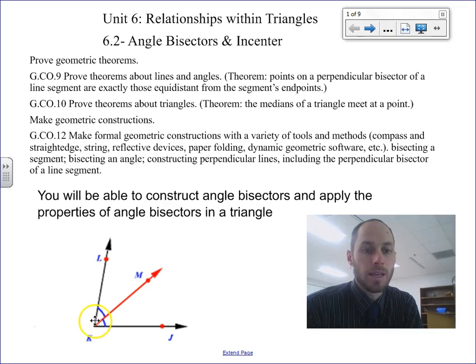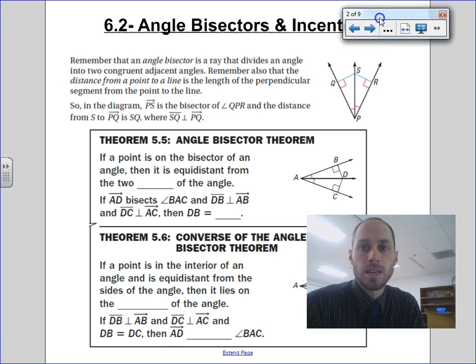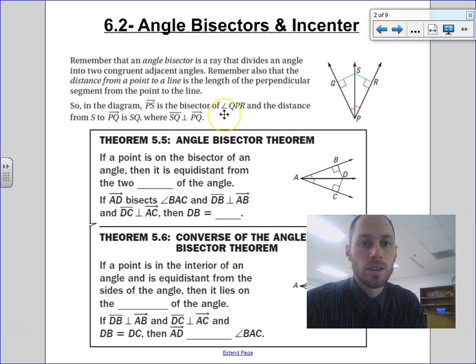So recall that an angle bisector, such as ray KM here, is a ray that bisects angle LKJ. And remember, bisect means it splits it in half, so that would make angle LKM congruent to angle JKM. So we'll talk more about the properties of angle bisectors, and we'll take a look at what happens when we have angle bisectors within all three angles of a triangle, and find out what happens when those lines meet. So let's begin by just taking a look at the definition of an angle bisector and what we know about it.